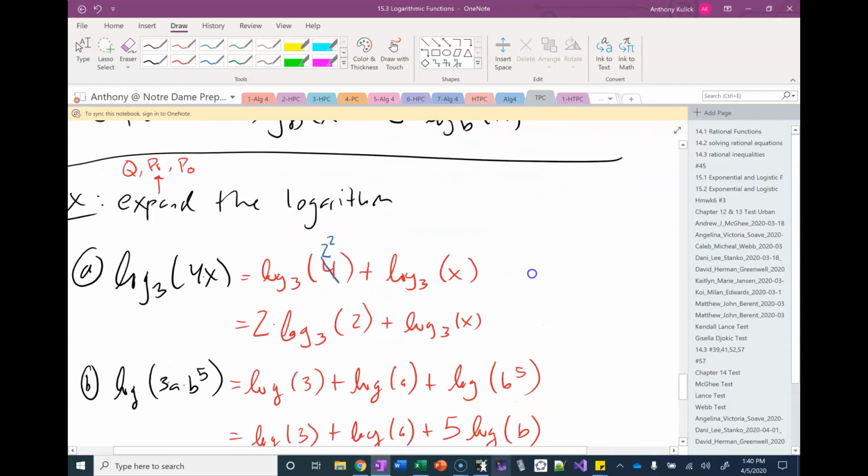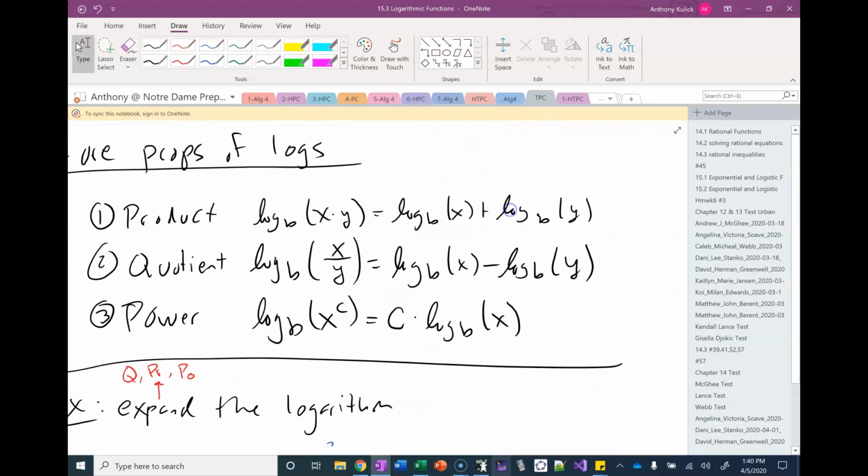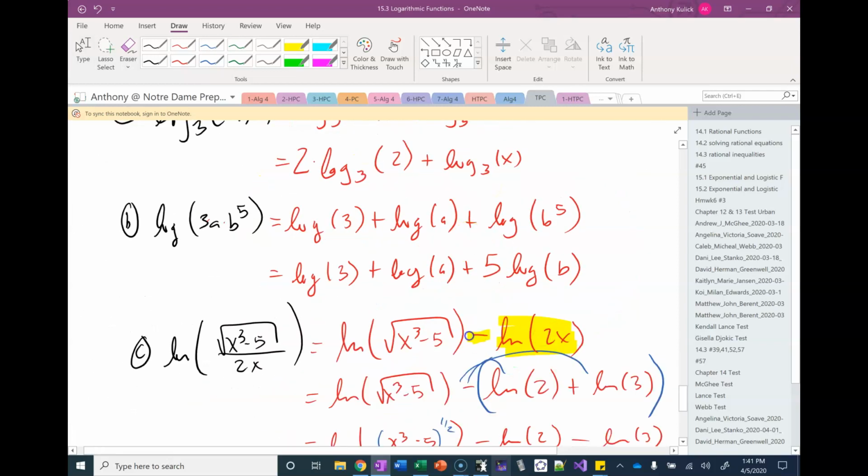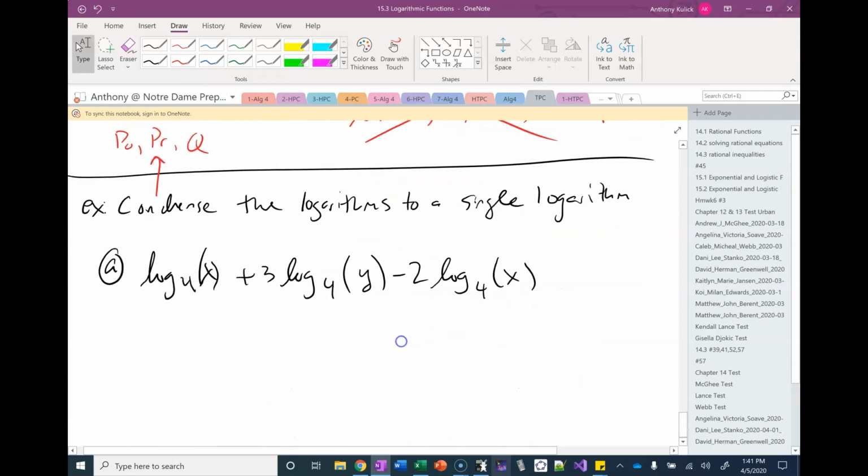So again, we're going to be using these properties of logarithms. When we're doing expanding, we're looking at this side, but when we're condensing, we're going to be looking for this side. So when I go to look for power properties, I'm going to be looking for coefficients. Quotient properties, I'm going to be looking for subtraction. And product properties, I'm going to be looking for addition. So again, we want to look for power properties first.